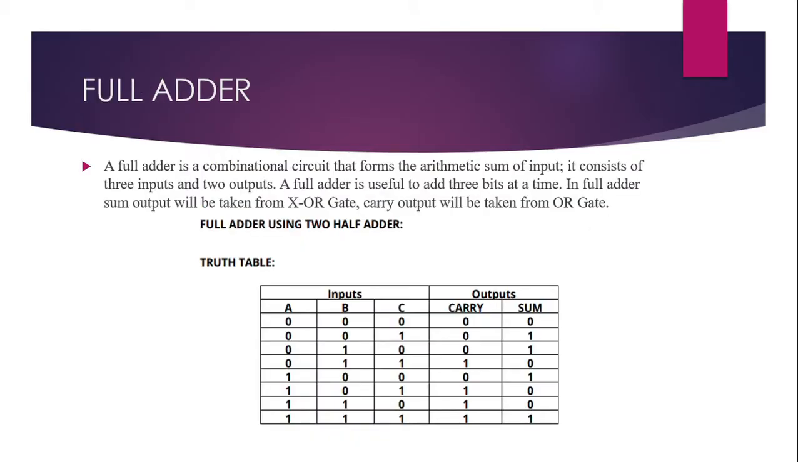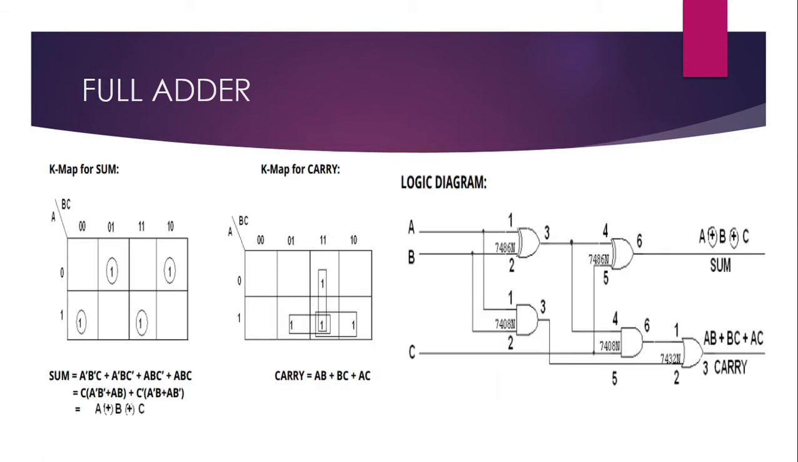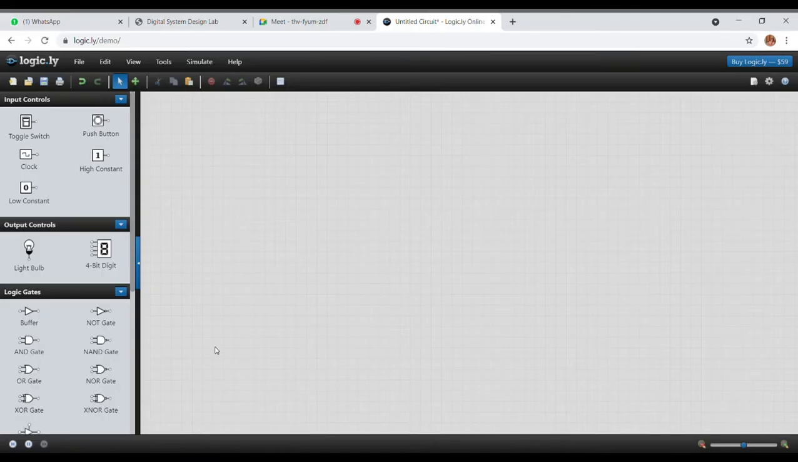A full adder is a combinational circuit that forms the arithmetic sum of input. It consists of 3 inputs and 2 outputs. In full adder, sum output will be taken from XOR gate and carry output will be taken from OR gate. This is the truth table for full adder using 2 half adders. This is the K-map and logic diagram for full adder. Now we'll see about full adder.